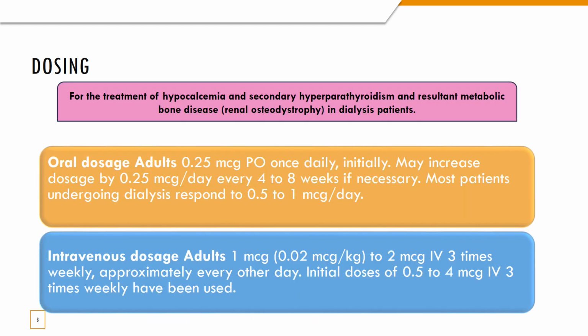For the treatment of hypocalcemia and secondary hyperparathyroidism and resultant metabolic bone disease, for renal osteodystrophy, but this in dialysis patients, we do a dose of, for adults, 0.25 micrograms by mouth daily initially, and increase the dosage by 0.25 micrograms daily every 4 to 8 weeks if necessary.